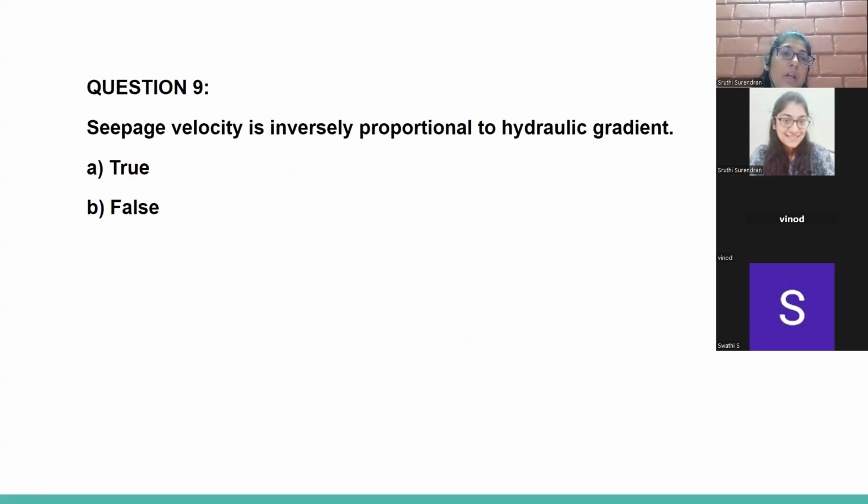Moving on, is seepage velocity inversely proportional to hydraulic gradient? Is the statement true or false?